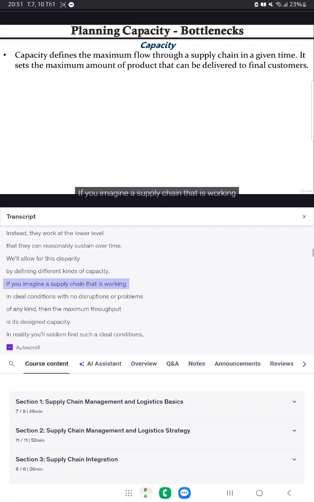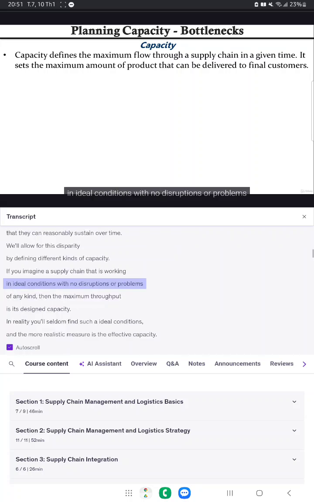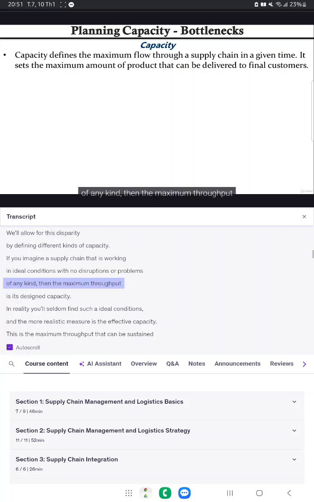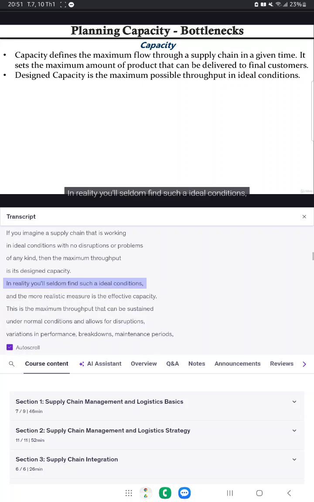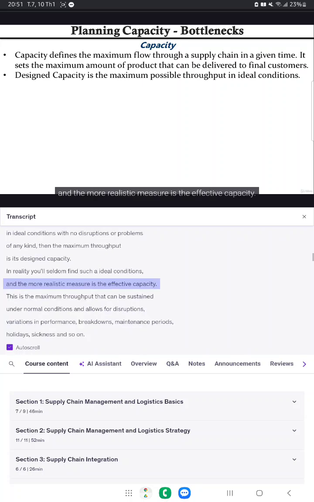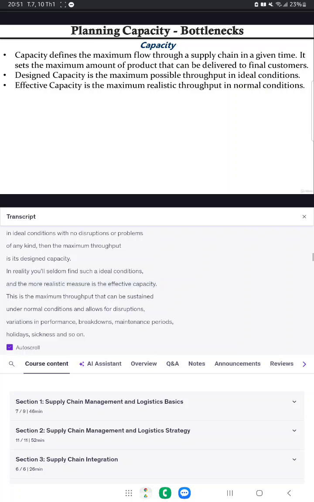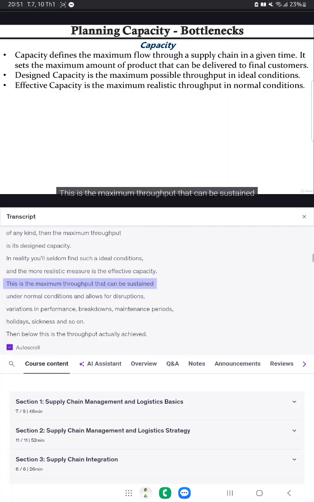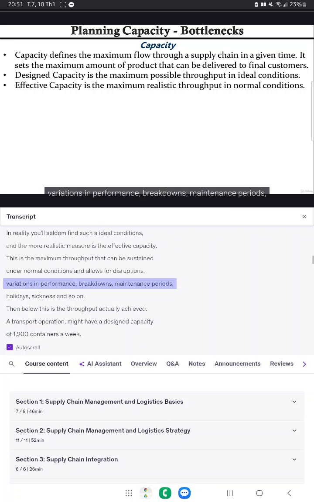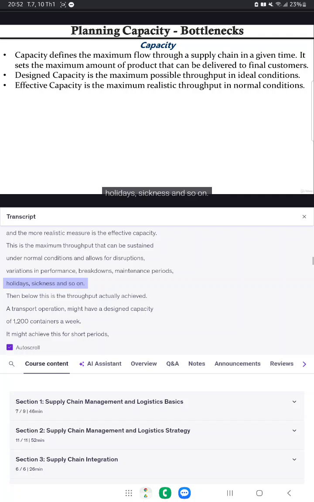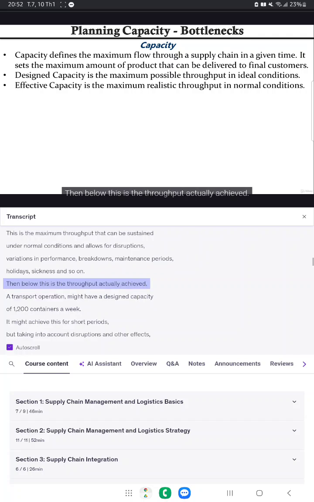If you imagine a supply chain that is working in ideal conditions with no disruptions or problems of any kind, then the maximum throughput is its designed capacity. In reality, you seldom find such ideal conditions, and a more realistic measure is the effective capacity. This is the maximum throughput that can be sustained under normal conditions and allows for disruptions, variations in performance, breakdowns, maintenance periods, holidays, sickness, and so on. Then below this is the throughput actually achieved.